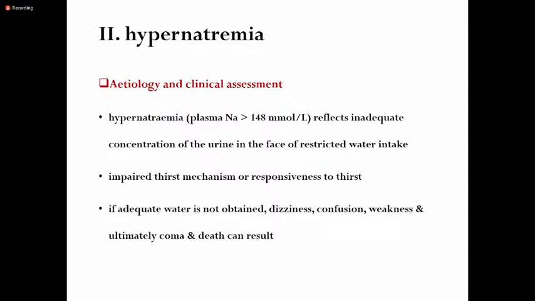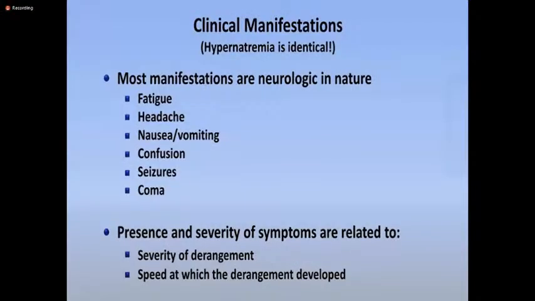So we'll move to hypernatremia. We all know the normal sodium concentration is 135 to 145 millimoles per liter. And basically in hypernatremia, you have an impaired thirst mechanism or responsiveness to thirst. And if this is not addressed, the patient will develop dizziness, confusion, weakness, and can ultimately get coma and can result in death in the worst case scenario. So the clinical manifestations are more or less what a patient with hyponatremia will present with.